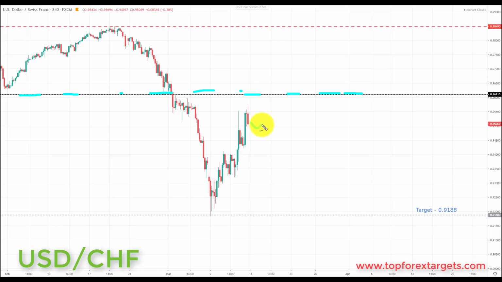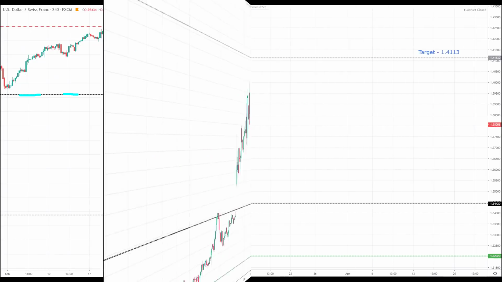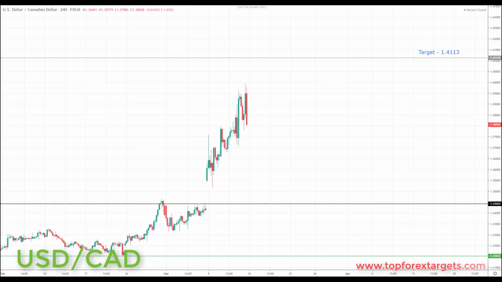If we can come back, and preferably if we can retest broken support turning resistance, this is going to be a great place next week to start to look for bearish setups. And we're going to be looking at initiating shorts down towards the next key of support to the downside in the target set at the 0.9188. So next market we're going to look at is US dollar CAD.